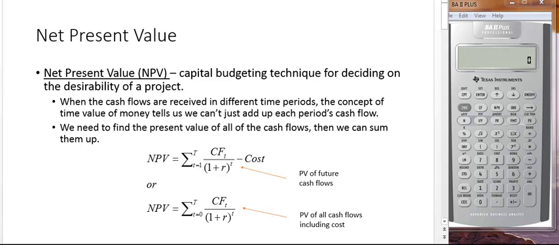Let's take a look at the concept of net present value. Net present value, or NPV, is a capital budgeting technique for deciding on whether a project is desirable or not. So when a company undertakes a project, for example, Ford is working on the driverless car, how do you decide whether that is a good project to pursue or not? Well, you can use the technique of net present value. And in fact, there are several capital budgeting techniques, but net present value is actually the best.